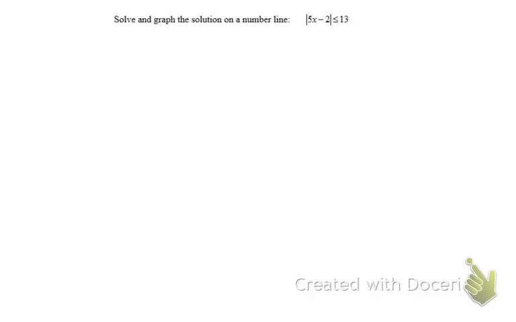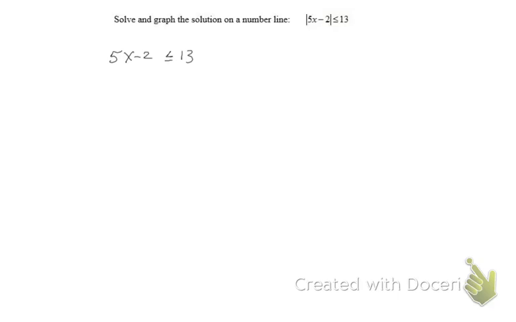The first thing you want to do to solve an absolute value inequality is to write a compound inequality without the absolute values. The first inequality that I need to write here is going to be 5x minus 2 is less than or equal to 13. So basically it's the exact same inequality except I drop the absolute value signs.